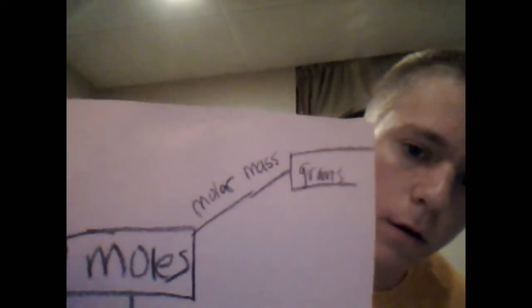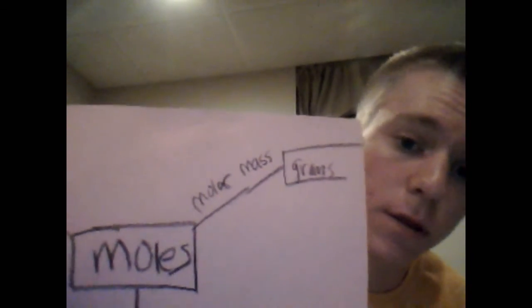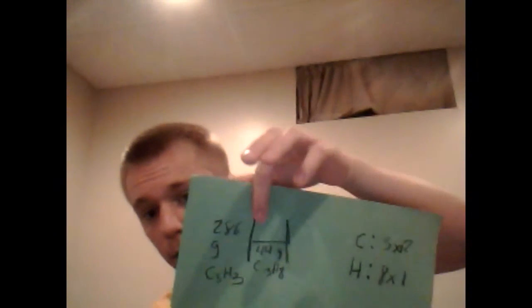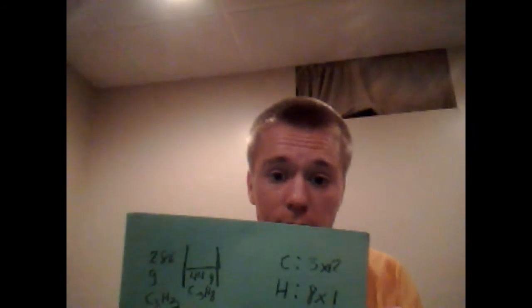So look at your table. Grams, you need to use molar mass to get from grams to moles. So our molar mass is already at the bottom, our grams right there. Now we just need to plug in the moles in the empty space of our H bracket. So we're just going to put 1 mole.